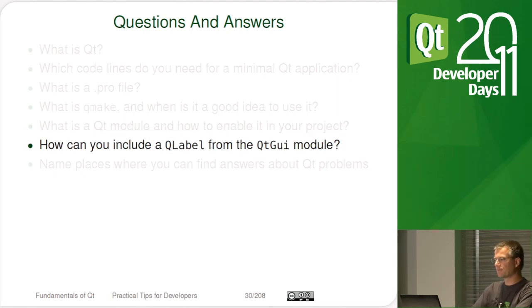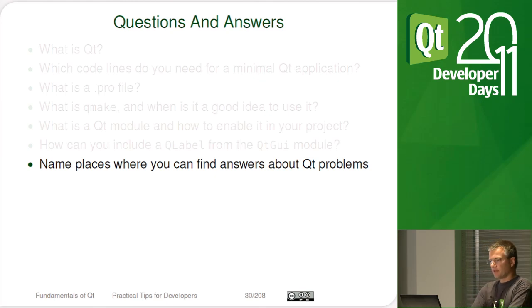How can you include a Q label from the Qt GUI module? So there's different ways of including it. Any volunteers? We can just include the Q label, or we can include the Qt GUI label, which is the same, or we can include the whole Qt GUI module. Name the places where you can find answers about Qt problems. That was on some of the previous slides. We have the Qt Assistant, the demos and examples, and we will find lots of answers on the internet. So just Google for it.